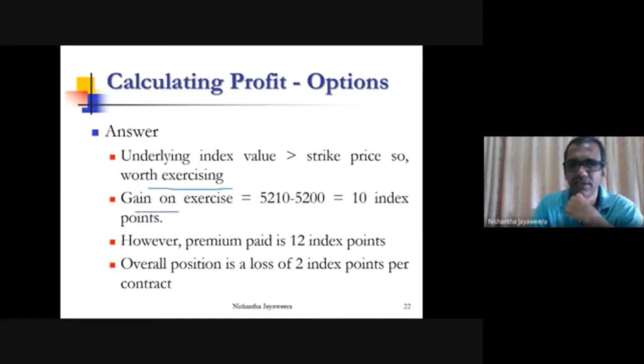What is the gain on the exercise only? It is the difference between spot minus strike. So you get a gain of 10 index points. However, he has paid a premium of 12 index points. So overall, the position is a loss of 2 index points per contract.